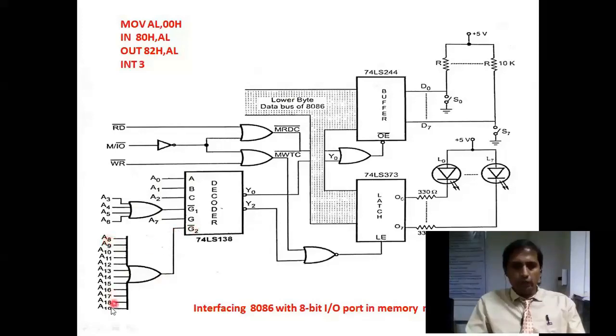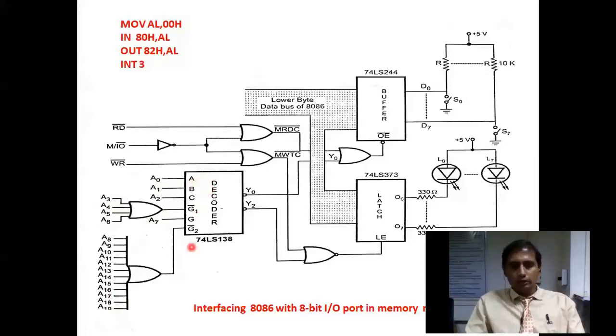Nothing but A8 to A19, all are zeros. A3, A4, A5, A6 are also 0. Then only the output is 0. 0 is given, G1 bar is activating. 0 is given, G2 bar is activating. Which is 1? A7 must be 1. So from A19 to A3, except A7, all the remaining are zeros. A0, A1, A2 are connected to input pins. We can give either ones or zeros as per the address requirement.